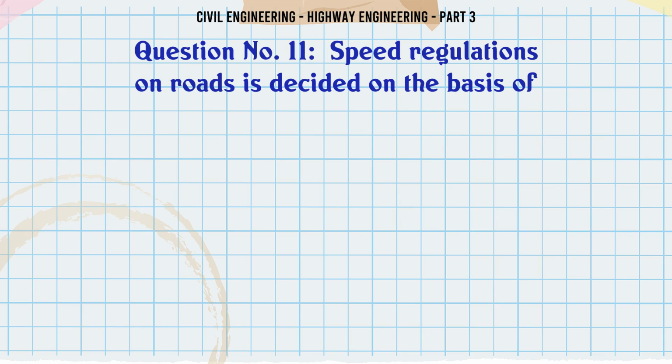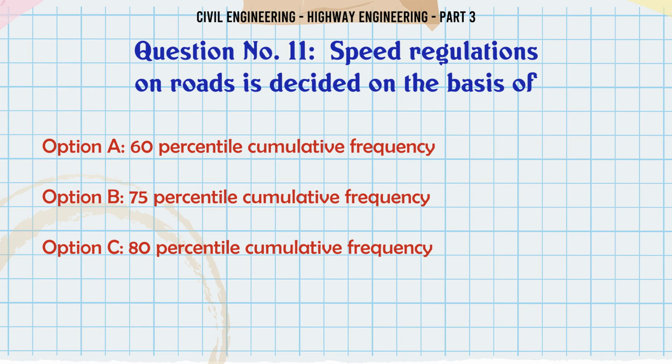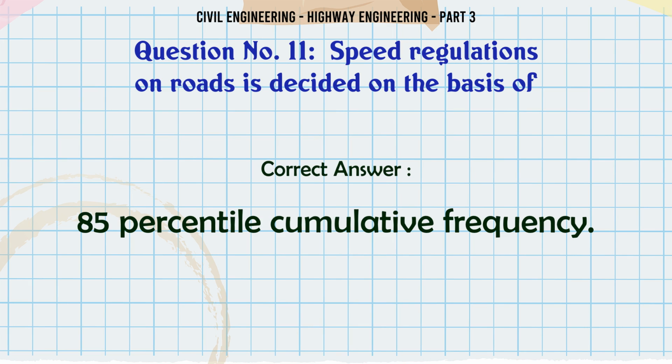Speed regulations on roads is decided on the basis of A. 60 percentile cumulative frequency. B. 75 percentile cumulative frequency. C. 80 percentile cumulative frequency. D. 85 percentile cumulative frequency. The correct answer is 85 percentile cumulative frequency.